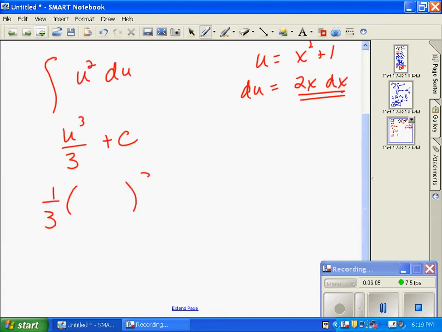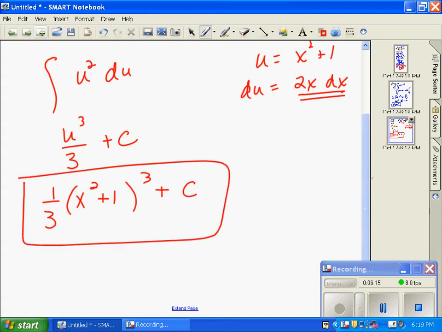So I'm going to rewrite that. Instead of u, I'm going to plug in the value we picked out, which was x squared plus 1. So there it is. That problem is done with substitution. Because I have composite functions, I can do that.